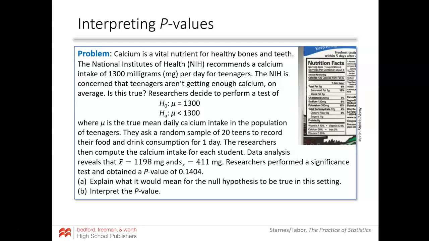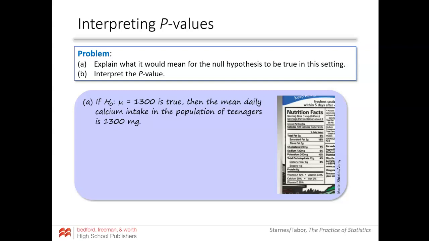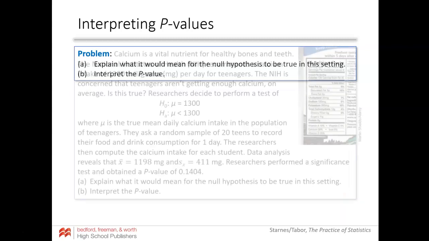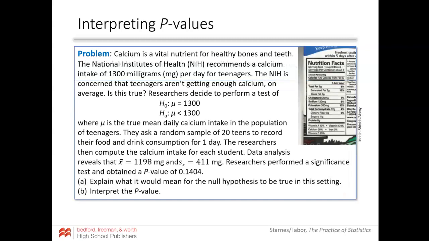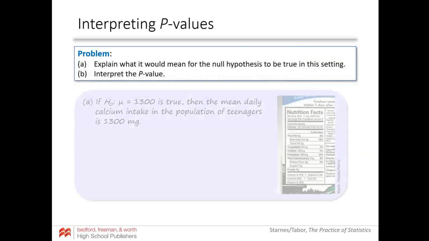So explain what it would mean for the null hypothesis to be true in this setting. Oh, by the way, they did tell us the p-value is 14% or so. We'll circle back to that in a minute. So if the null hypothesis was true, that means the mean daily calcium intake in the population of all teenagers is 1,300 milligrams, like they're supposed to be. Now they want us to interpret the p-value. Remember, they said the p-value was 0.1404. So we have to interpret what that means for this context.